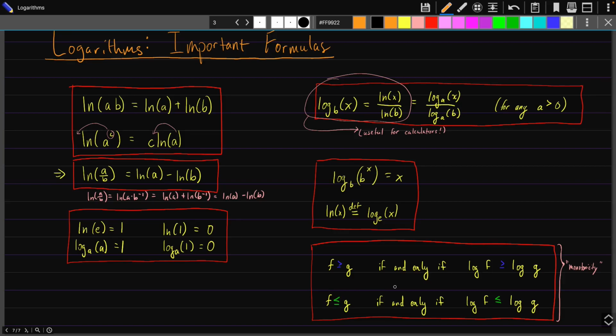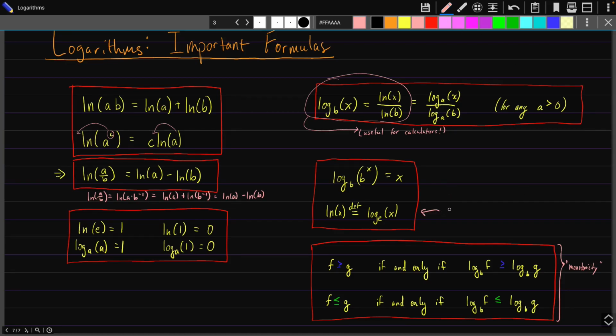And so this isn't special with just the greater than or equal to. It also preserves less than or equal to. If you think about it, that has to be the case if it preserves greater than or equal to. But just so it's stated explicitly, if f is less than or equal to g, then the logarithm of f is less than or equal to the logarithm of g, and vice versa.